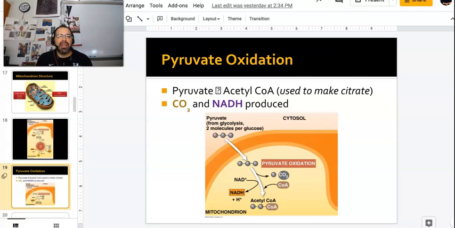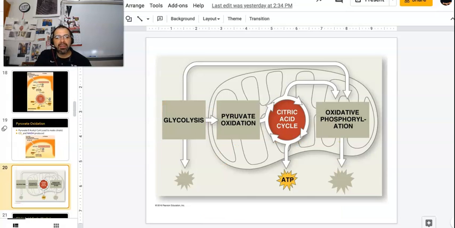So pyruvate oxidation. Wherever these question marks are, when I converted this from PowerPoint to Google Slides, that's supposed to be an arrow. So that pyruvate will be converted, arrow, into acetyl-CoA, and acetyl-CoA is an intermediate. And then also during that process of pyruvate oxidation, you're also producing carbon dioxide and NADH. And so now let's go to the citric acid cycle.